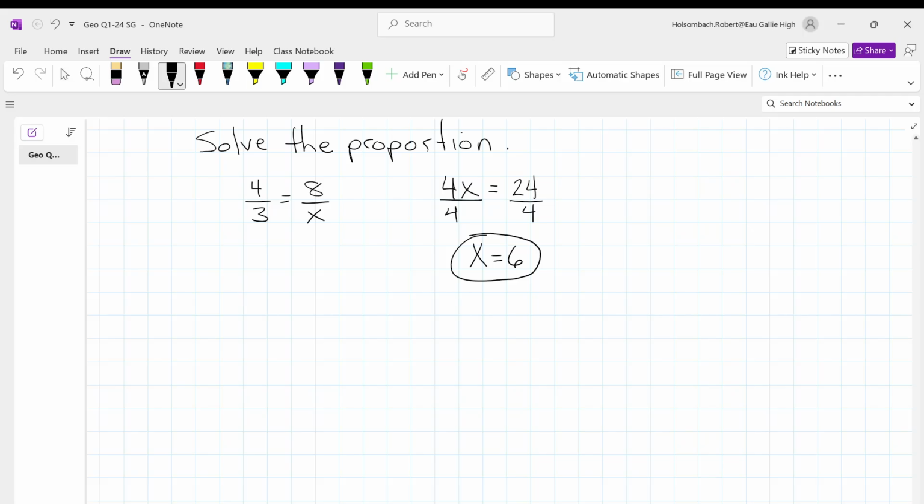7 over 8 equals m over 12. I like the variable on the left, so I'm going to do the 8 times m first. I get 8m equal to 7 times 12. That's 84. Divide both sides by 8. And m is equal to, it's like 10.5.